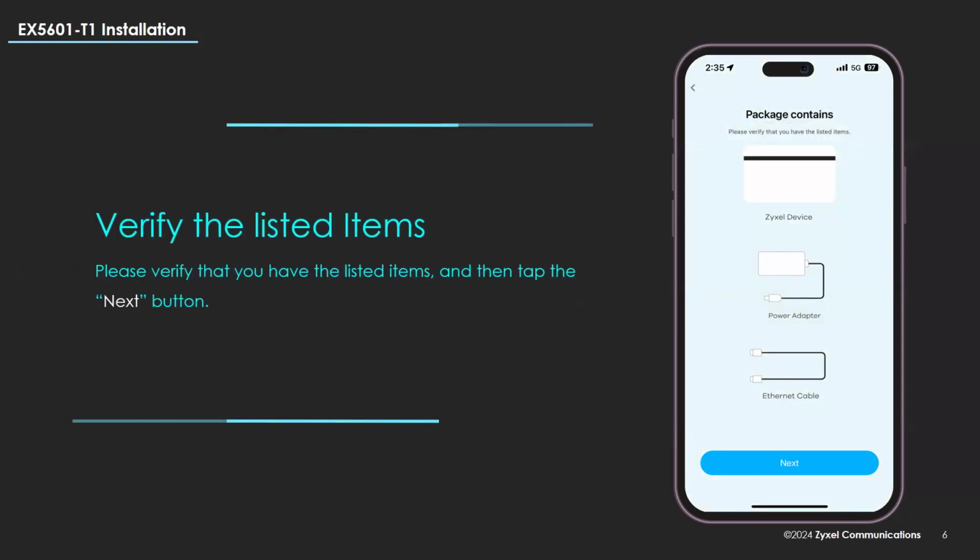Okay, and here you will see that the app will list all the required items we might find in a packet. For example, you might see your controller device shown here, and also the power adapter and the Ether cable, which are needed for the mesh deployment. When we confirm that we have all the required items, we just click the next button to go to the next page.